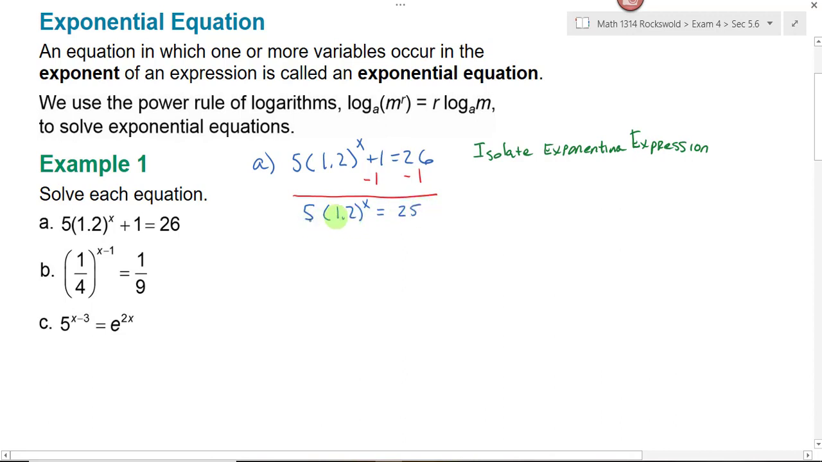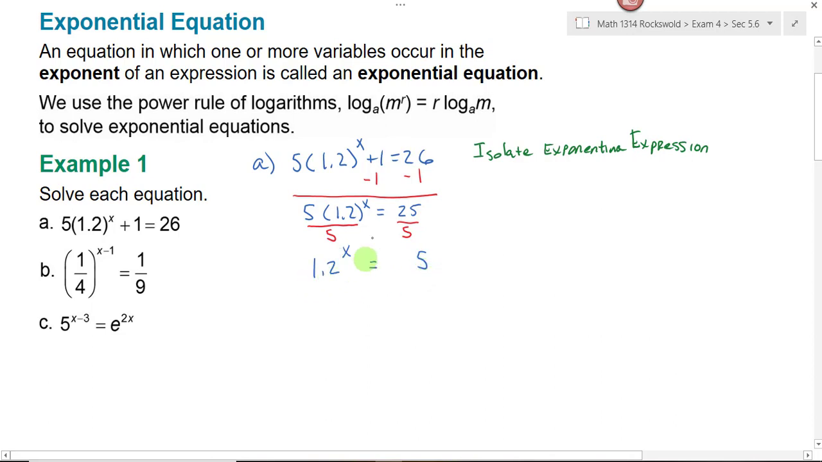This term is still not considered isolated until the 5 is divided off. So that's my next step, is to divide both sides by 5. When I divide the 5 off here, I'm left with 1.2 raised to a power of x equals 5, because 25 divided by 5 is 5.